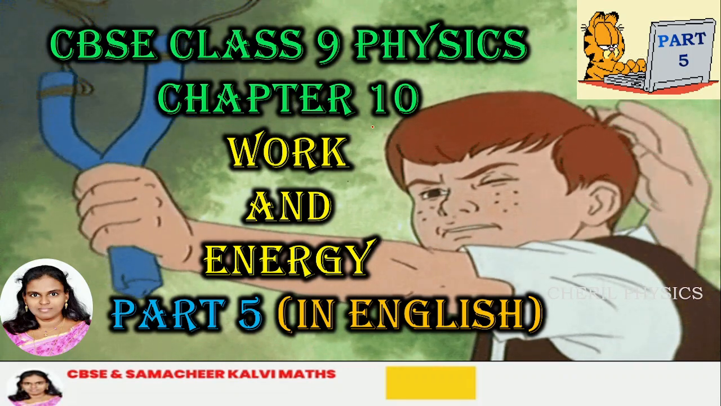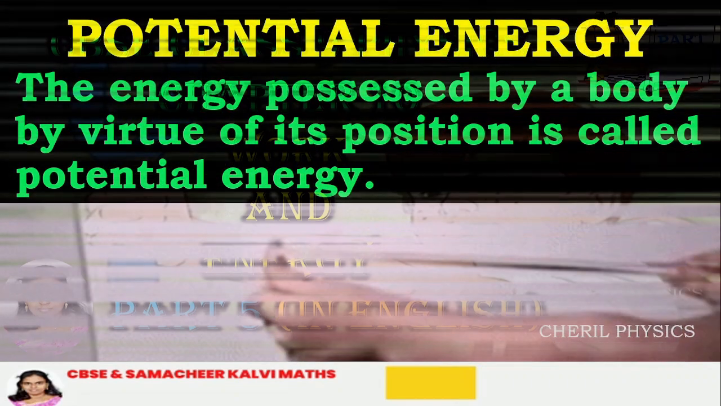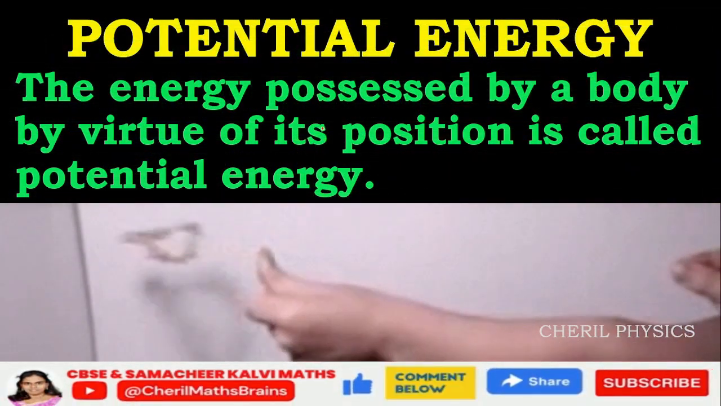Hello students, in this video we are going to discuss CBSE class 9 physics chapter 10, work and energy. We are seeing the fifth part, and in this we will be discussing the derivation of potential energy and kinetic energy. So we saw in the previous video about potential energy and kinetic energy.